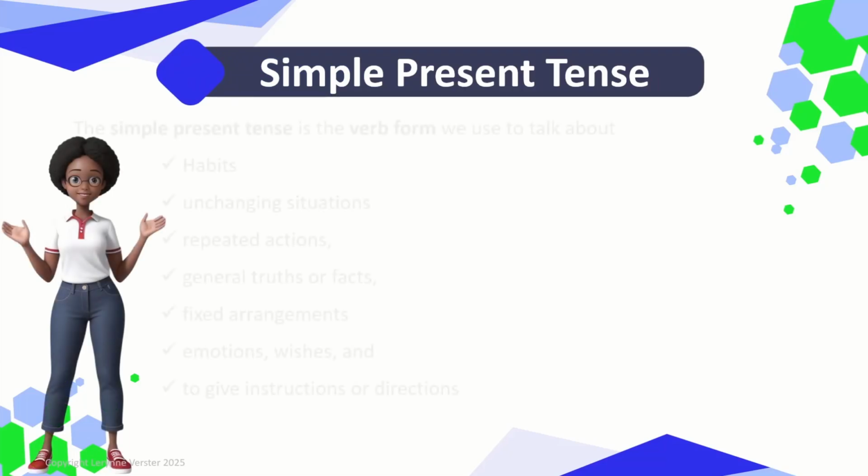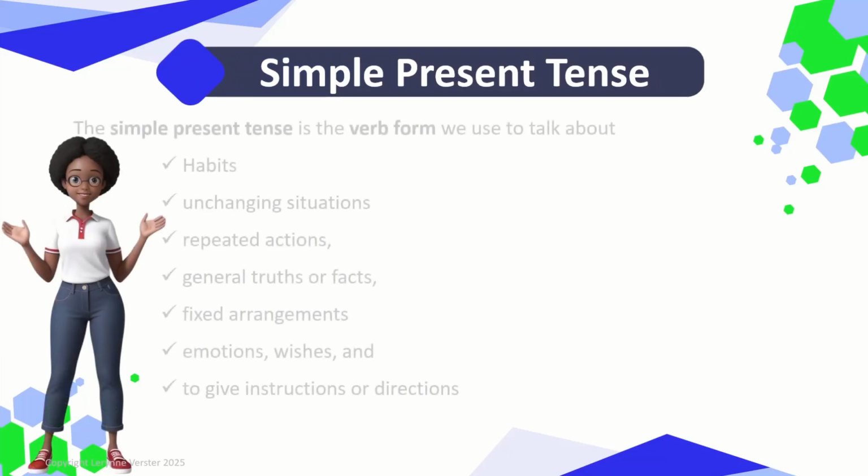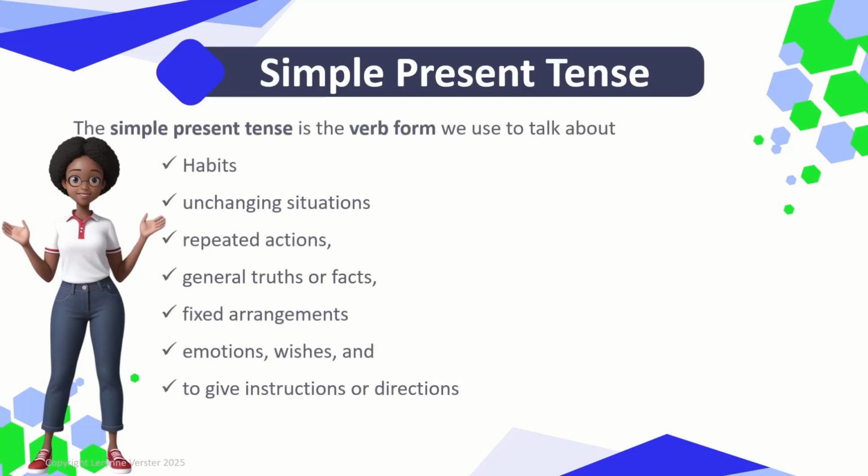The simple present tense. The simple present tense is the verb form we use to talk about habits, unchanging situations, repeated actions, general truths or facts, fixed arrangements, emotions, wishes and to give instructions or directions.